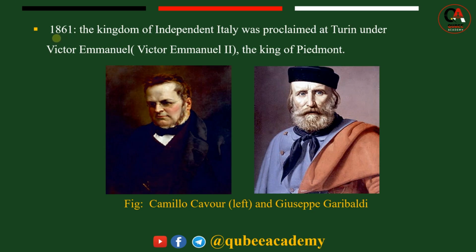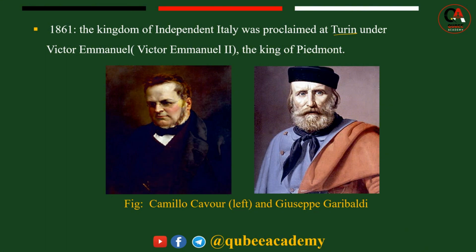According to the nationalists, the independence of Italy was not completed. At that time, the capital of Italy was Turin. The first capital of Italy, especially after 1861 up to 1870 or 71, was Turin, under King Victor Emmanuel the second of the kingdom of Piedmont.